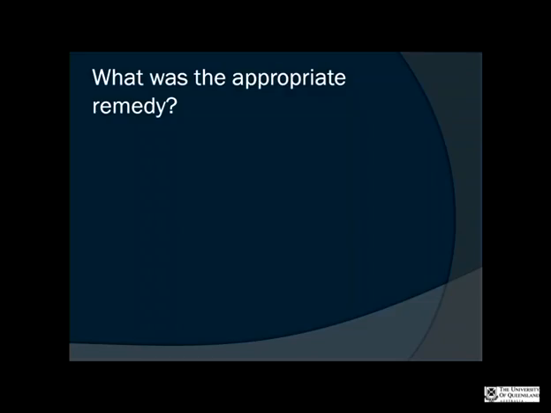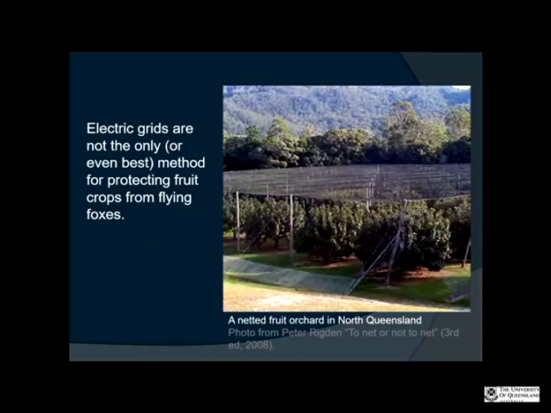Because the electric grids obviously are not the only method for protecting fruit crops from flying foxes. So this is an example of a netted fruit orchard. And it requires more maintenance. This is one of the reasons why they're less popular. It requires a lot more maintenance. And you know, these things are subject to wear and tear, and they can sag and get holes in them and so on, at which point the foxes can get back in to get the fruit. So, you know, a netted fruit orchard is an option.